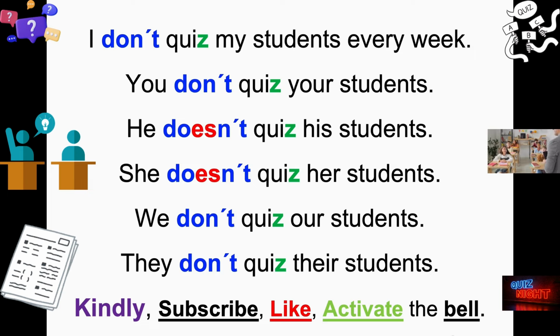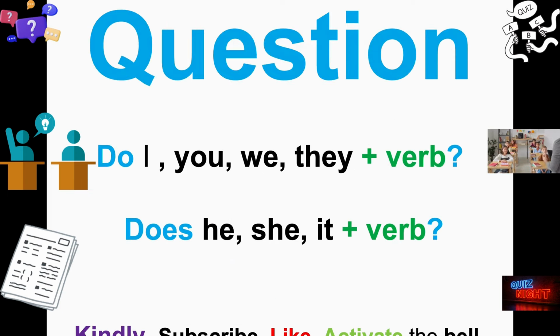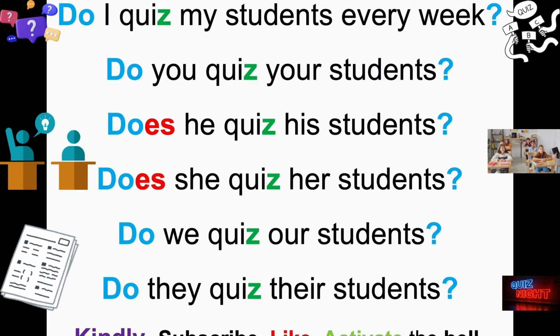Let's go to the question form, the last slide. Do I quiz my students every week? Do you quiz your students? Does he quiz his students? Does she quiz her students? Do we quiz our students? Do they quiz their students? As you see, the verb doesn't change, but you need to write does he and does she in the question.